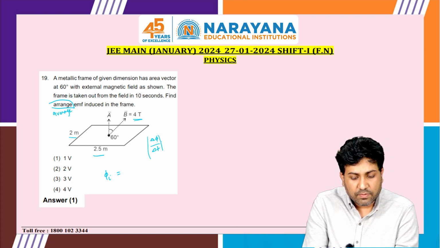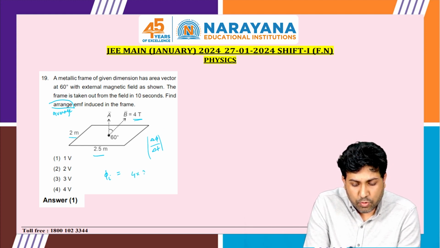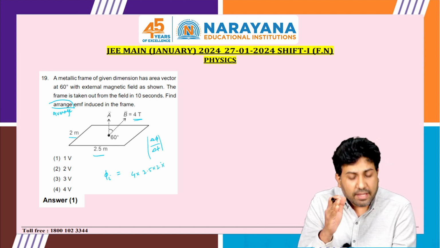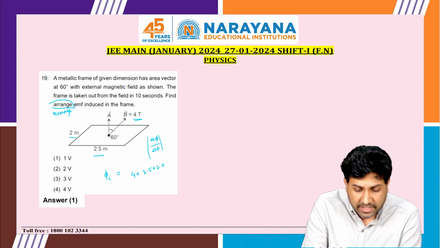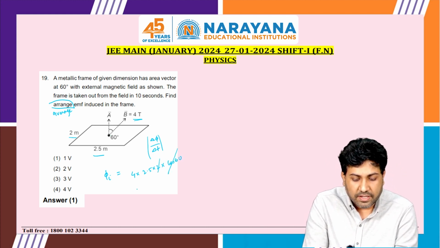The initial flux will be B is 4 Tesla, area is 2.5 multiplied by 2, into the cosine of the angle between the area vector and the field vector, which is 60 degrees. So cos 60 degrees is half, this 2 gets cancelled. So the initial flux is 10.